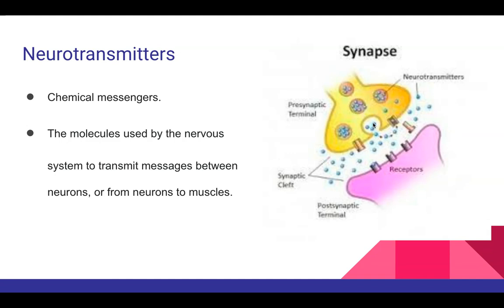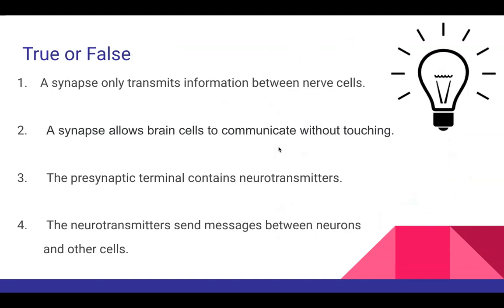Then we have the neurotransmitters. That's these little dots. We talked about them inside the vesicle. They get pushed out. The neurotransmitter receptors are on this postsynaptic terminal, but the neurotransmitters are chemical messengers. They have little messages, and they are sent from one cell to the other to pass the message along. These molecules are used by the nervous system to transmit the messages between neurons, or from the neurons to muscles, or vice versa.